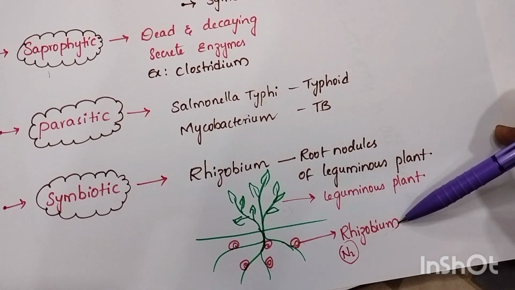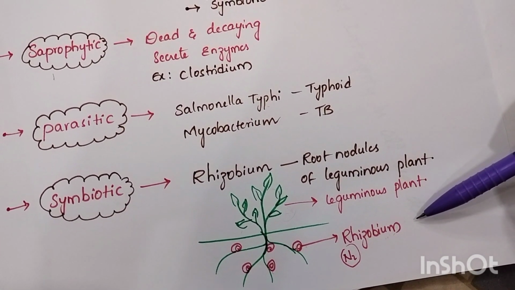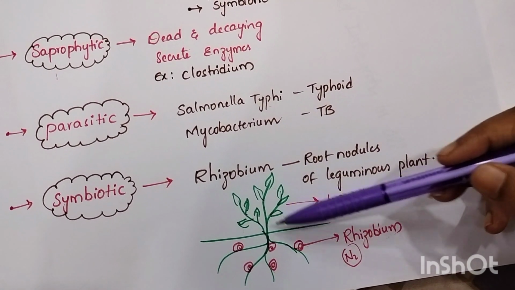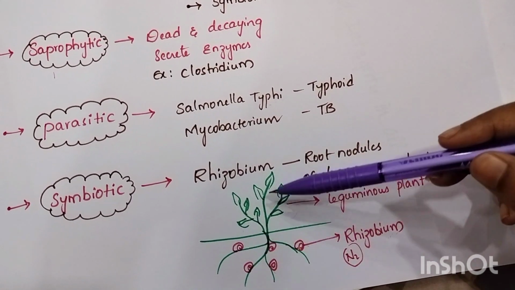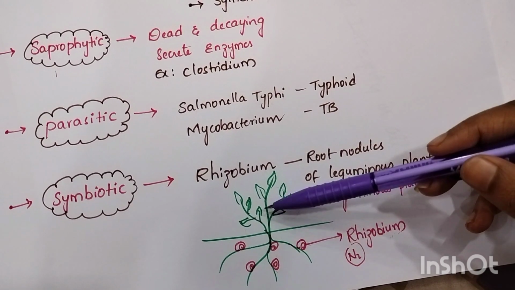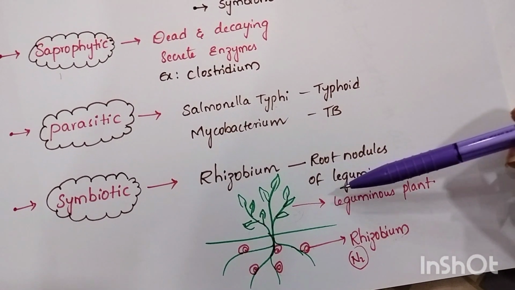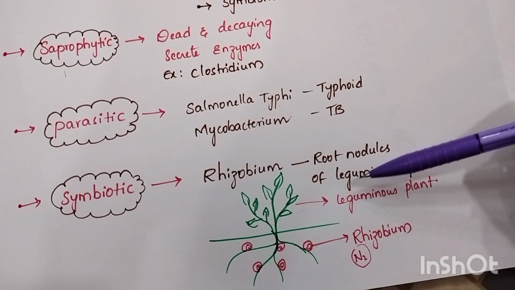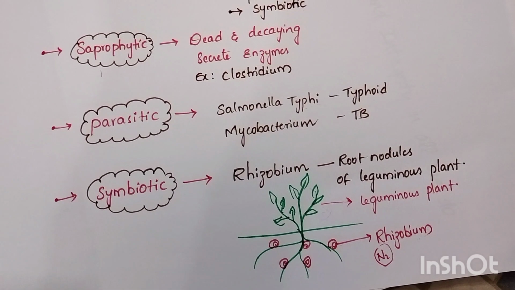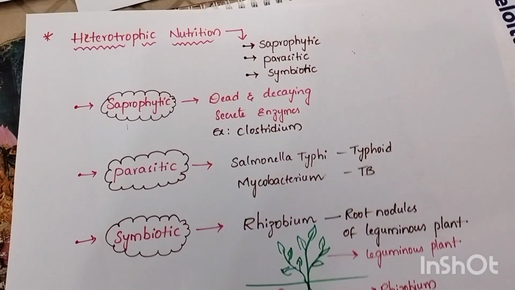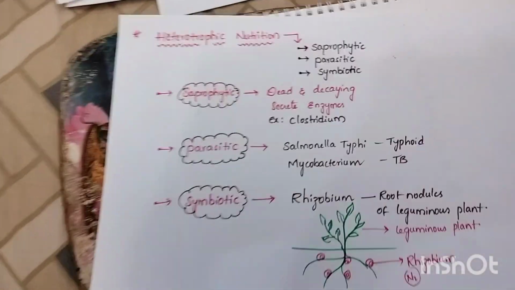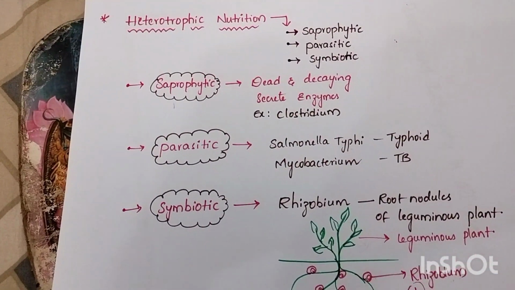So here the Rhizobium bacteria is able to fix the nitrogen. So this bacteria helps the plant by fixing the nitrogen. It lives at the roots of this plant, and in turn this Rhizobium bacteria gets the nourishment and food from the plant. So this plant and Rhizobium both help each other. This type of process is called symbiotism, and this type of nutrition is called symbiotic nutrition. So this is all about heterotrophic nutrition.